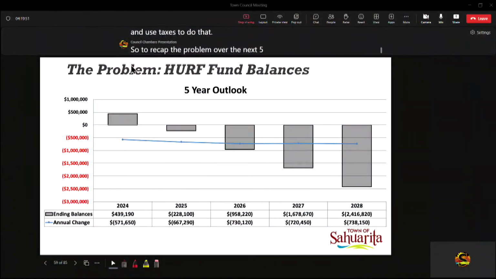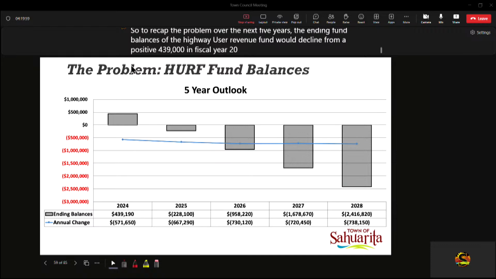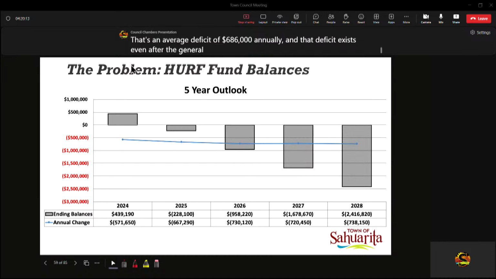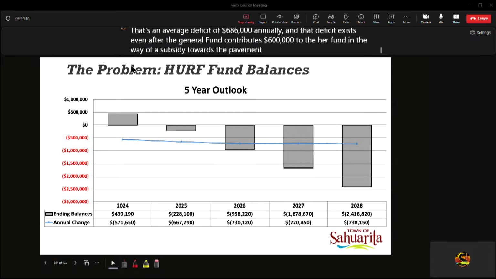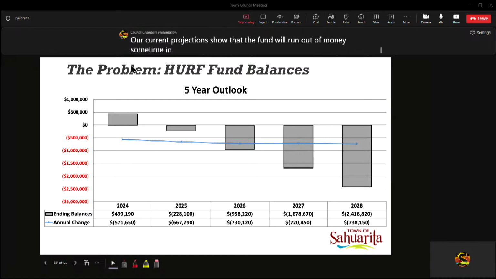So to recap the problem, over the next 5 years, the ending fund balances of the Highway User Revenue Fund will decline from a positive $439,000 in fiscal year 2024 to a deficit of $2.4 million in 2028. That's an average deficit of $686,000 annually. And that deficit exists even after the general fund contributes $600,000 to the HURF fund in the way of a subsidy towards the pavement preservation program. Our current projections show that the fund will run out of money sometime in fiscal year 2025 unless something changes.